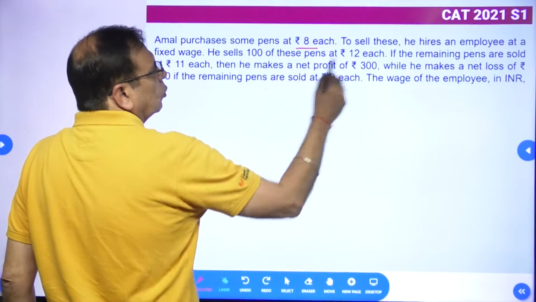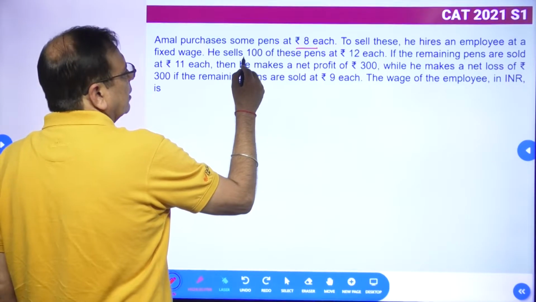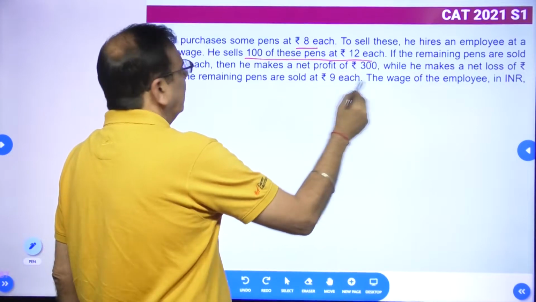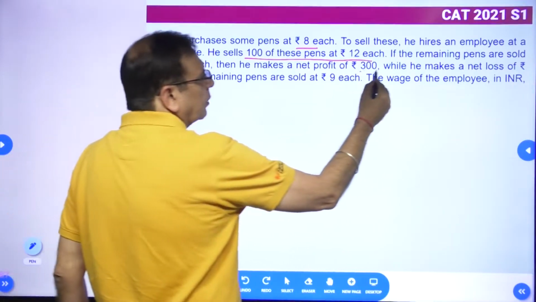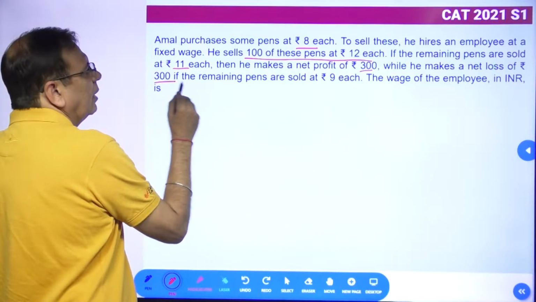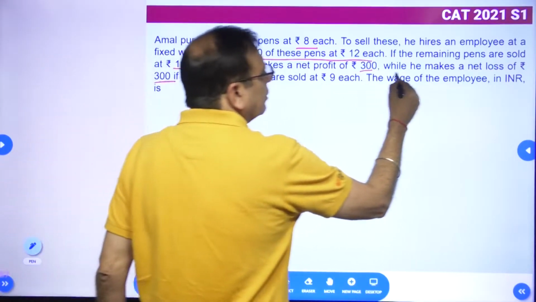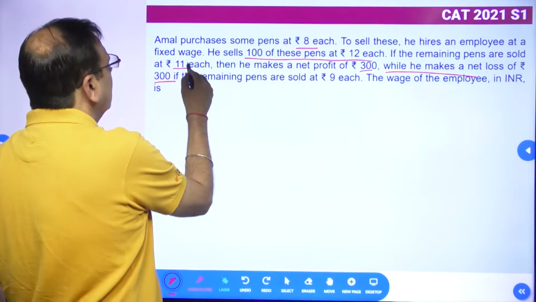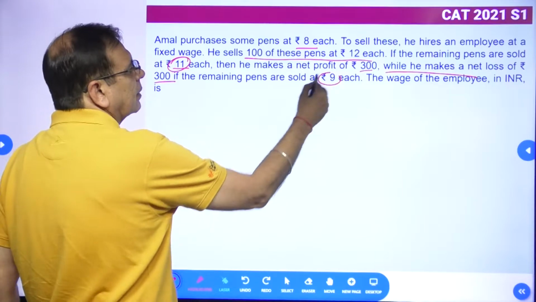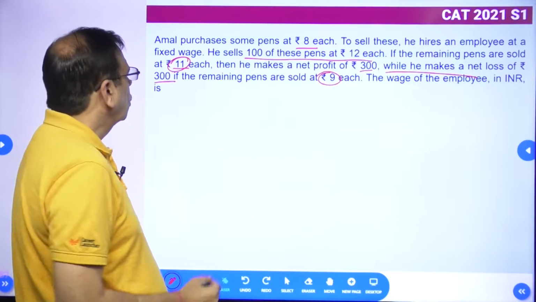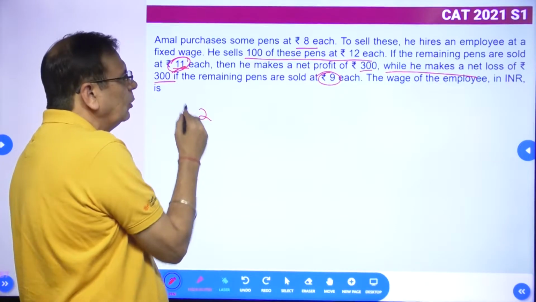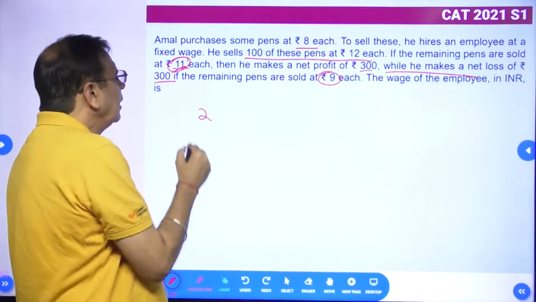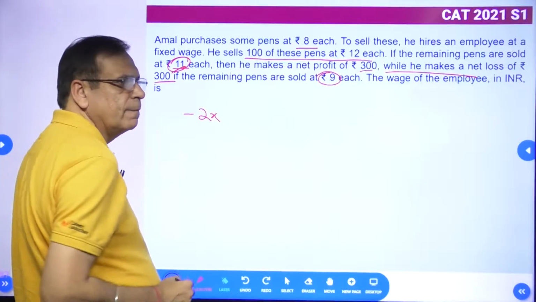Cost 8 rupees to sell, he hires an employee at a fixed wage. He sells 100 at 12 each. Remaining pens are sold at 11 each. He makes a net profit of 300 while he makes a net loss of 300 if the remaining pens are sold at 9. So the only thing which is changing from the first to the second is instead of 11 rupees, he's selling it for 9 rupees. So when he comes down from 11 to 9 rupees for X pens, he's losing 2X rupees.